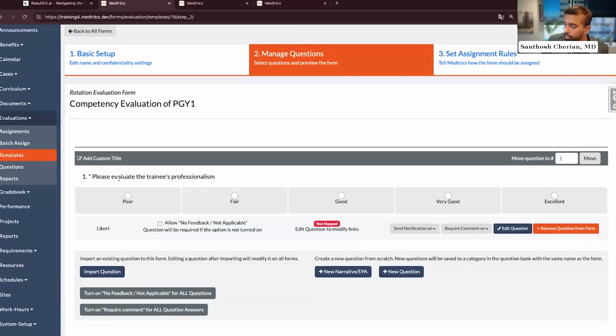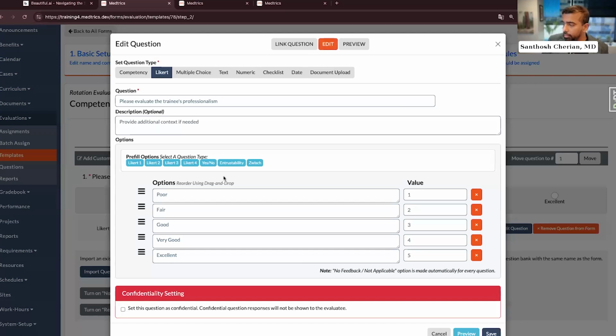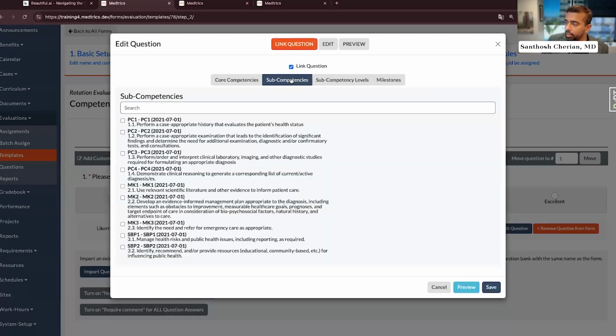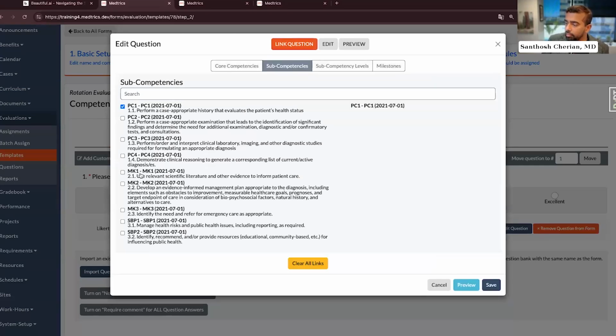So here I have one question that I've already created called, evaluate the trainee's professionalism. I'm going to edit that question. One of the things that Metrics allows you to do is take a question and map it to different competencies or sub-competencies. So you can see here I picked a couple of random ones, and this one question is going to be mapped to these 3 sub-competencies. Obviously, this question is about professionalism, but I'm mapping it to patient care and medical knowledge, which in the real world probably doesn't make any sense.